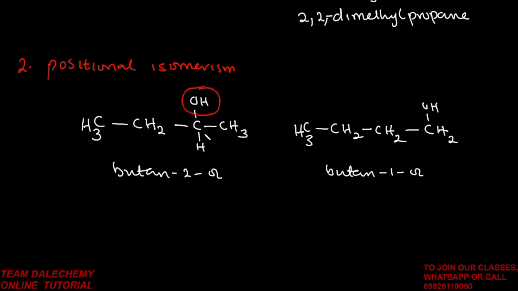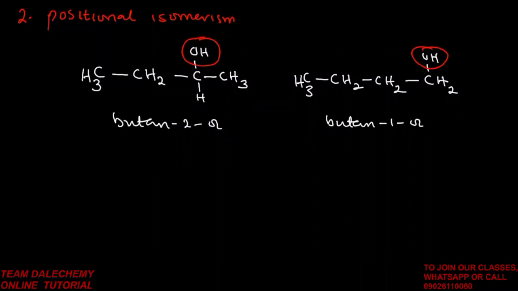The functional group here is at carbon 2, while it is at carbon 1 in this compound here. So that is the only difference in position isomers. You can also have it be the substituent sometimes. So it might not be the functional group, but just the substituent.